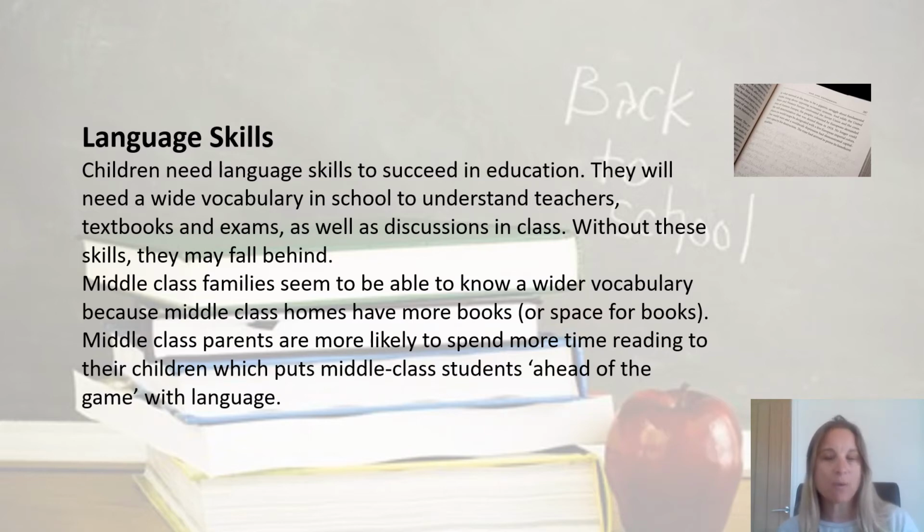So you'll go back to your table and fill in those columns and just say whether you think this lack of language skill for working class is their fault or the fault of the school.